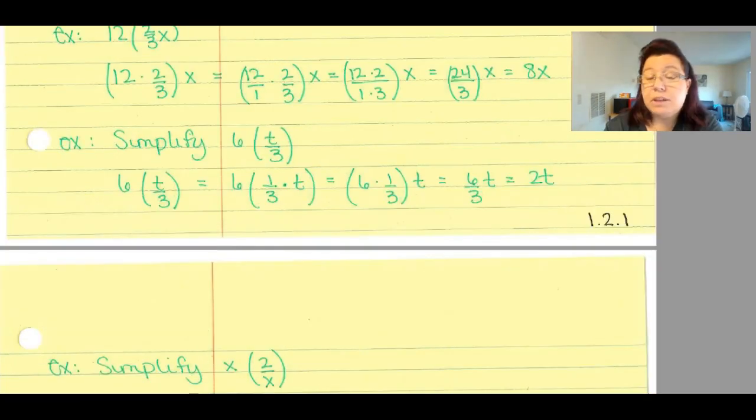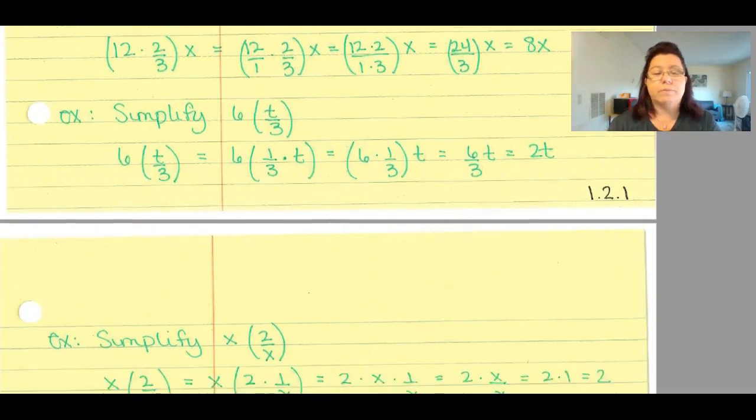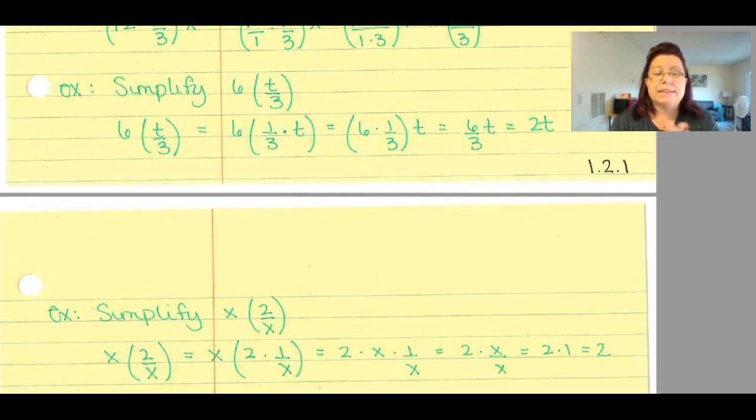Another example might be you have the variable on the outside of the parenthesis, and then you have a number and another variable, or the same variable, on the inside of the parenthesis. We can still regroup. It's still going to help us to regroup. Well, x times 2 over x is the same thing as x times 2 times 1 over x. Bring that 2.